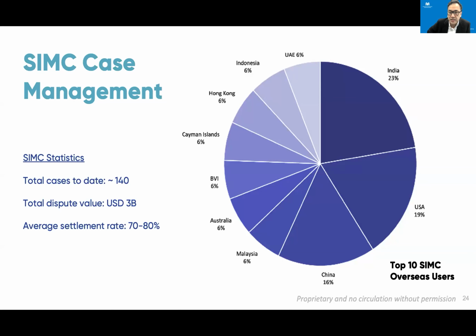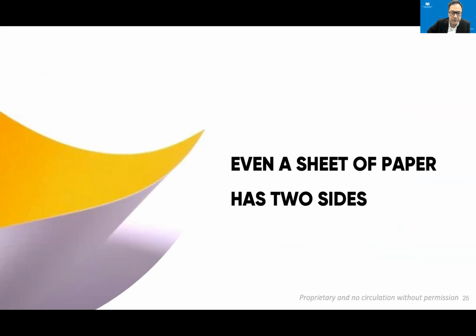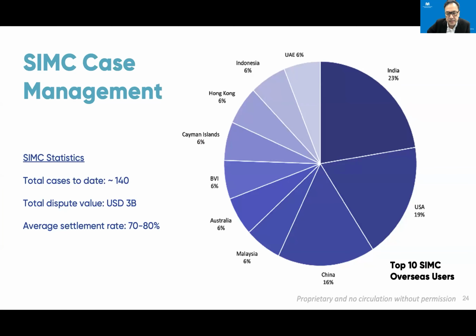Of course, we have small ones as well, a few 100,000, but some of them run into the millions, like the particular dispute I was talking about earlier. I think it was about 10 million or so. So it's a fairly large dispute. We have an average settlement rate of 70 to 80%.